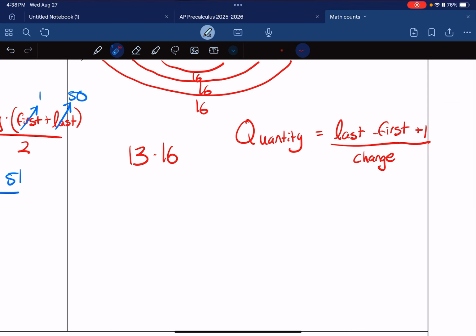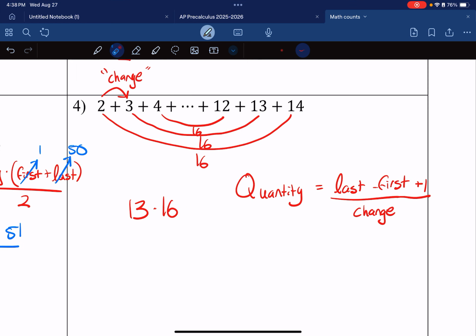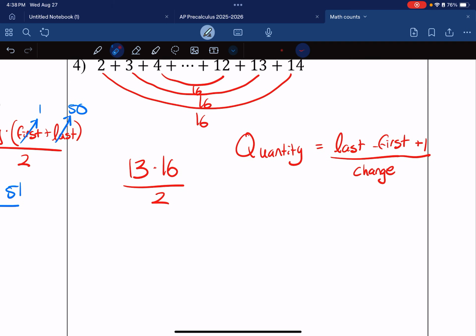I've re-verified it. From here, we can just make sure 14 minus 2 is 12, plus 1 is 13. So there are a total of 13 for our quantity, and then we always divide by 2 for our formula, or you can think about this as there are 13 divided by 2 pairs, right? All right, so from here, we can choose. Do we want to do 13 divided by 2? Ugh, gross. Dividing by 2 with an odd number? No, we don't want to do that.